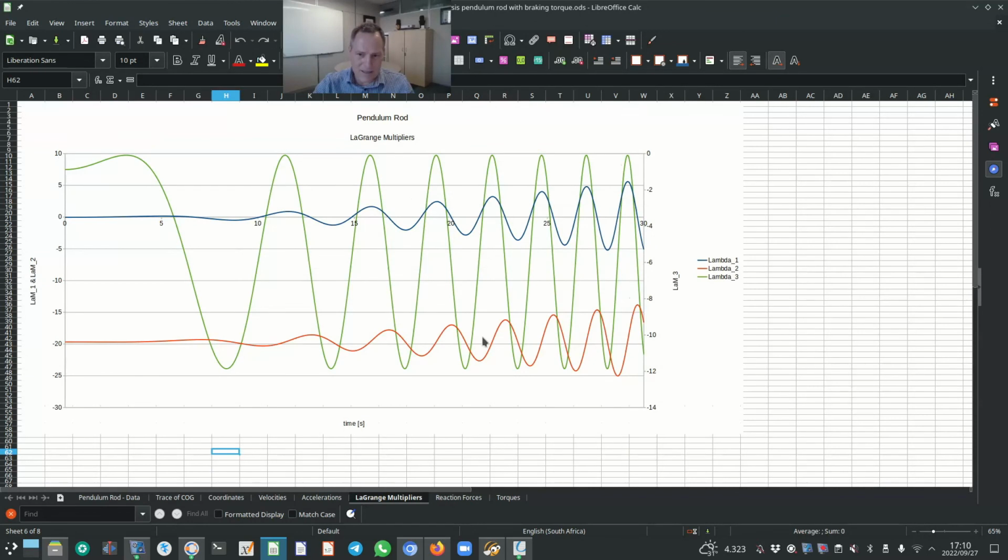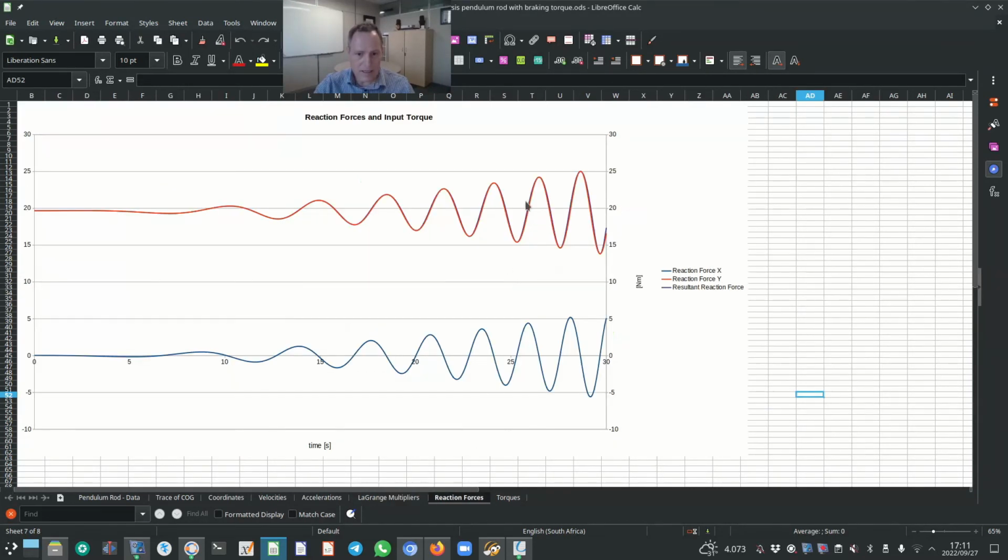Lagrange multipliers. Right, let's have a look. This is now different. Lagrange multiplier 1 and 2 will be the same as before. You can compare it offline if you like, but Lagrange multiplier 3 now varies on the secondary y-axis between approximately minus 12 Newton meters and 0 Newton meters. The reaction forces are exactly the same as before. It can't be different because the resultant motion of the pendulum rod is exactly as before.